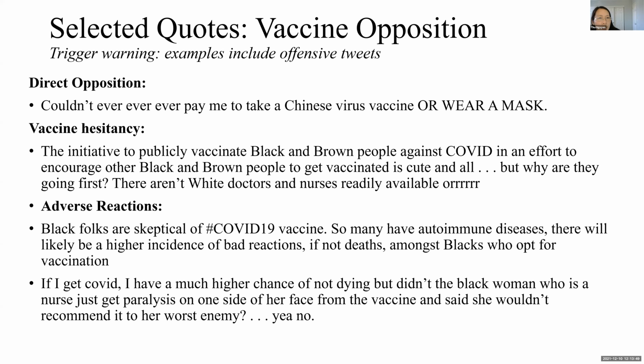For example, this tweet: the initiative to publicly vaccinate Black and brown people against COVID in an effort to encourage other Black and brown people to get vaccinated is cute and all, but why are they going first? There aren't white doctors and nurses readily available. So I think this was an interesting theme because it touched upon the history of racism in the healthcare system. On the one hand, there was the call to encourage and provide access to people of color, but on the other hand, it was met with skepticism because of the underlying past and current racism that exists within the healthcare setting.